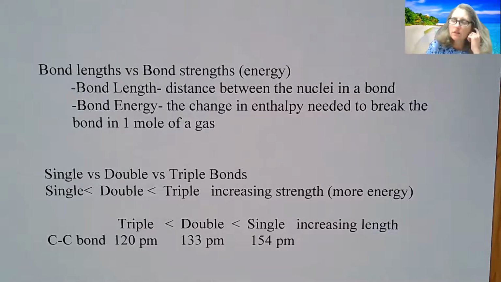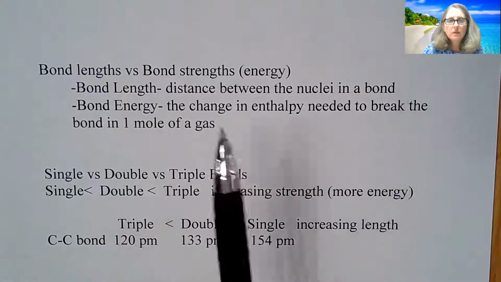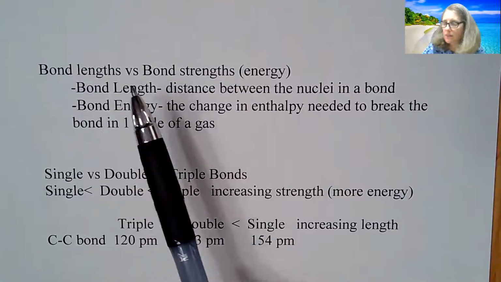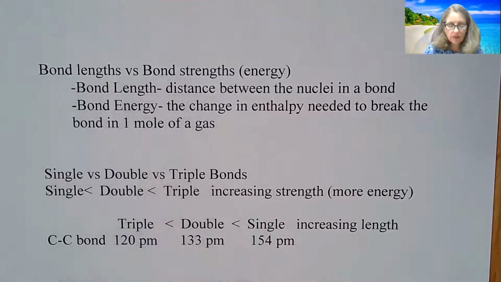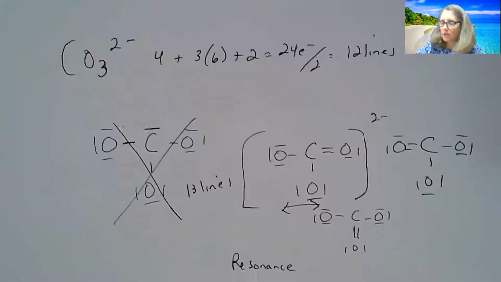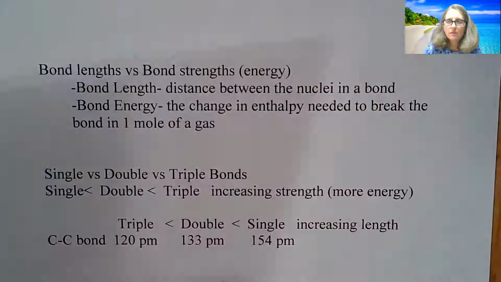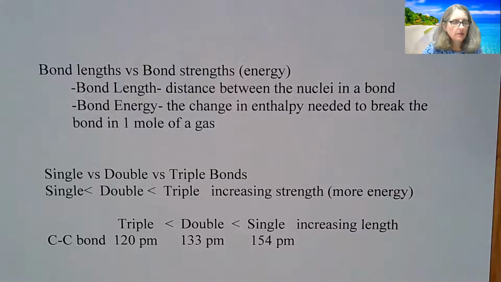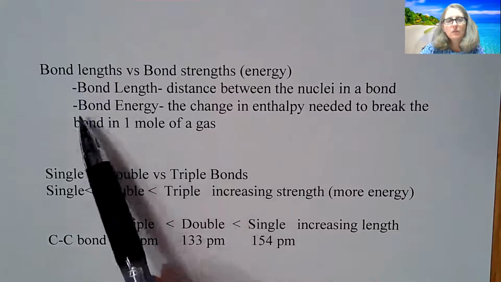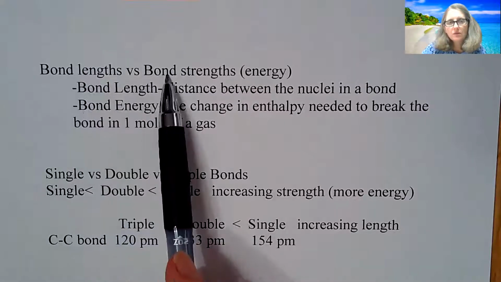So chapter 8, what I want to finish off with is talking about the bonds themselves. And so this is kind of giving you some background as to this understanding of resonance structures and other things that we can now measure and discuss. So when we're looking at bonds, we could talk about what we call bond length versus bond strength.